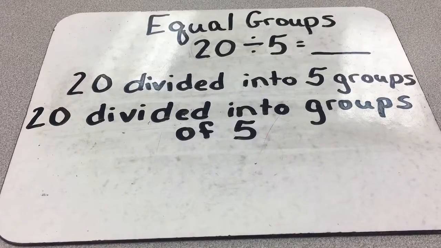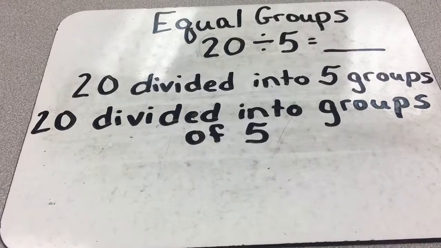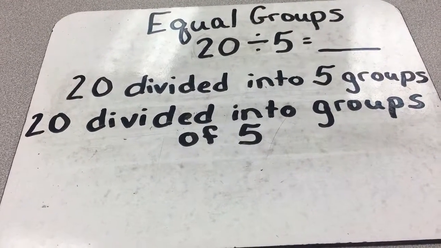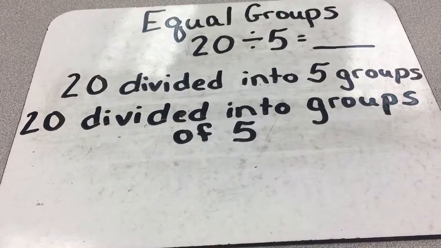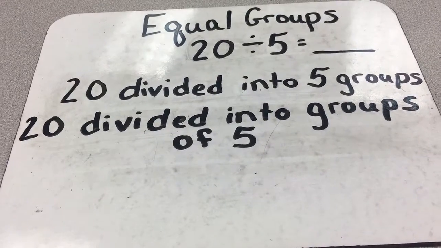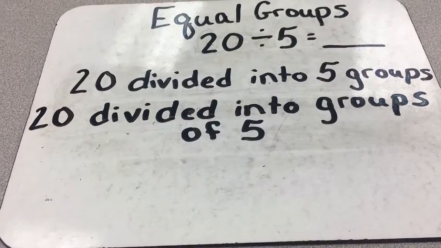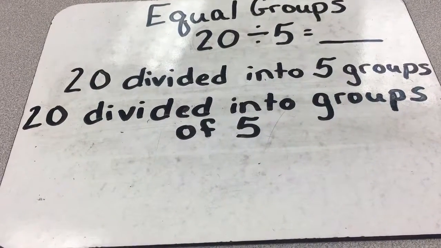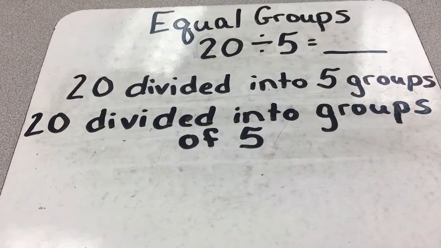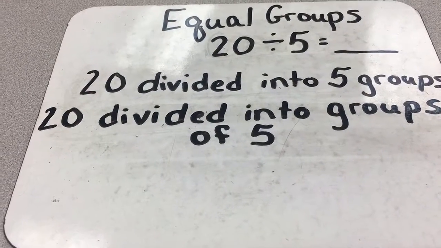The most popular strategy for students to model division equations is the equal group strategy. So, for the equation 20 divided by 5 equals blank, that's the same thing as saying that you have 20 divided into 5 groups, or 20 divided into groups of 5. The first number in that division equation is your total number. That is the number that you're wanting to split. And again, we're looking at things equally. So you want to split that number into equal groups.